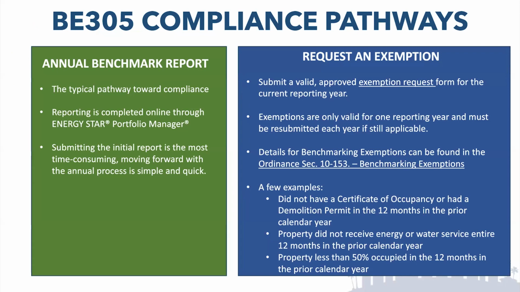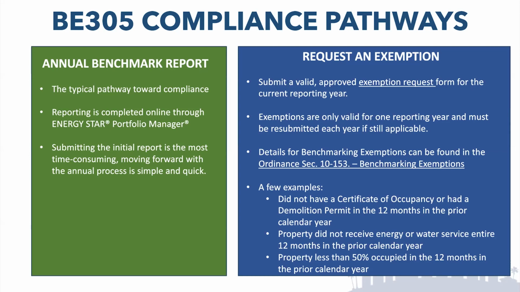For an exemption, they are only valid for 1 year. And so if you believe your building is going to need an exemption for this year, once you're approved, you will need to, for next year, either apply for another exemption or submit a benchmarking report. A few examples for why you would qualify for an exemption would be if the building did not have a certificate of occupancy, or if it had a demolition permit within the time frame of the reporting period. So if any of this was applicable to your building in the 2023 calendar year, then you would be up for an exemption.